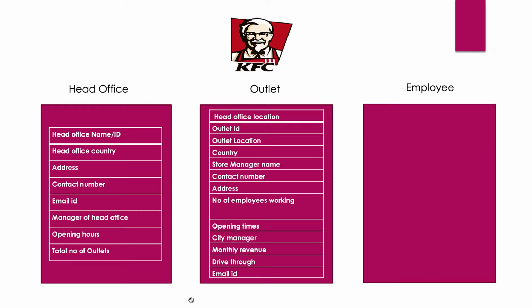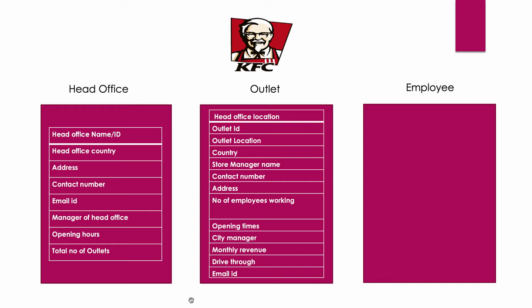We need head office location, outlet ID, outlet location, country, store manager name, contact number, address, number of employees working, opening time, city manager, monthly revenue, drive through, email ID. Here I'm not going to create head office location and store manager fields right now. I'll create them later, and while creating them I'll explain why. So there is a relationship between these two objects. What is that relationship? Under the head office, we got outlets.